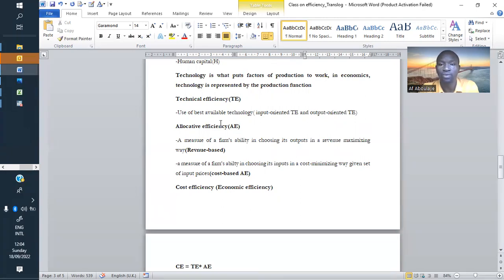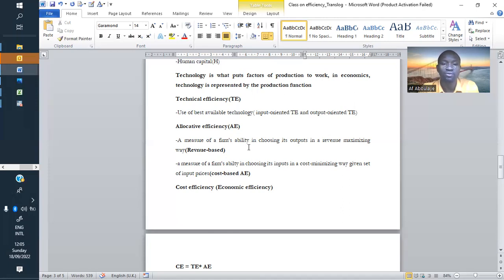Now, when talking about output and technical efficiency, when we are focusing on output, it means that we currently have a defined quantity of input producing a defined quantity of output, but we are able to manage and get more output with the same input that we are using. At that moment you can say that the farm is technically efficient, that's output oriented.